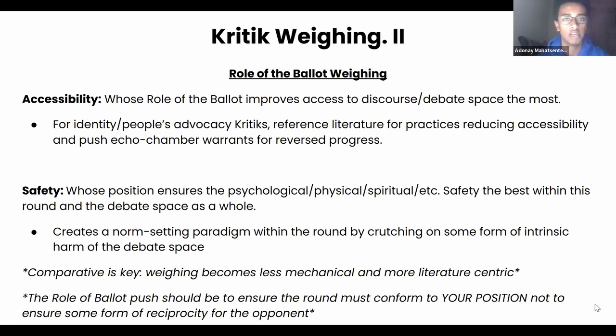For identity Ks, usually you want to reference back to your literature for practices that reduce accessibility that exist now or push an echo chamber effect. For safety, people usually try to use this to get out of certain roll of the ballots on identity Ks that push a very uncomfortable scenario in the debate space. So the idea of ensuring psychological, physical, whatever, the health of the people participating in the activity.